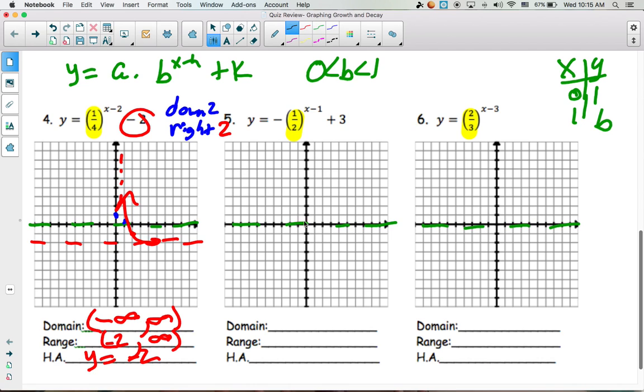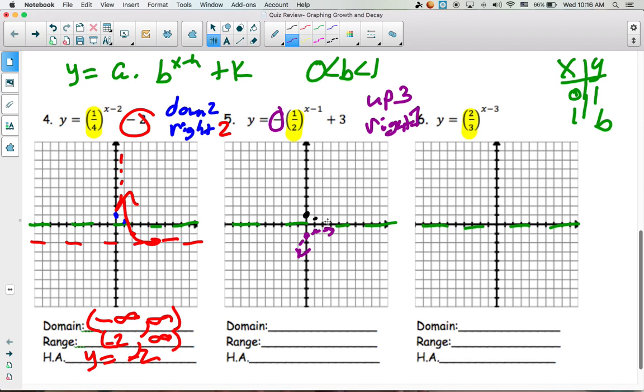We're going to plot the point 0, 1. And 1, b, b is 1/2. And we've got a reflection going on here. There's this negative in front. So I'm going to take both of those points, flip them across the x-axis. So this is kind of your general shape of your graph right here. And we're going to take this graph and we're moving it up 3 and then right 1.